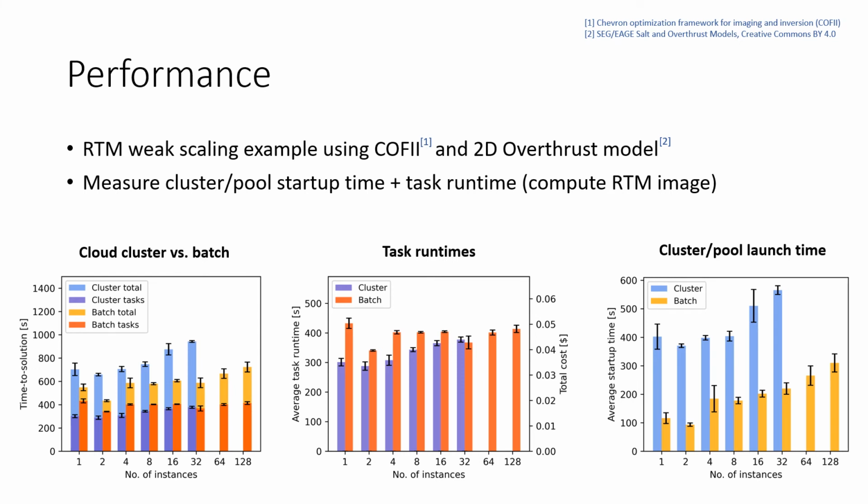However, for an increasing number of parallel tasks, we see that the average task runtime increases, which we attribute to the fact that we have decreasing bandwidth as more workers dump their wavefield onto the distributed file system. Regarding the startup times on the right, we see that resources in the batch pool also start considerably faster.